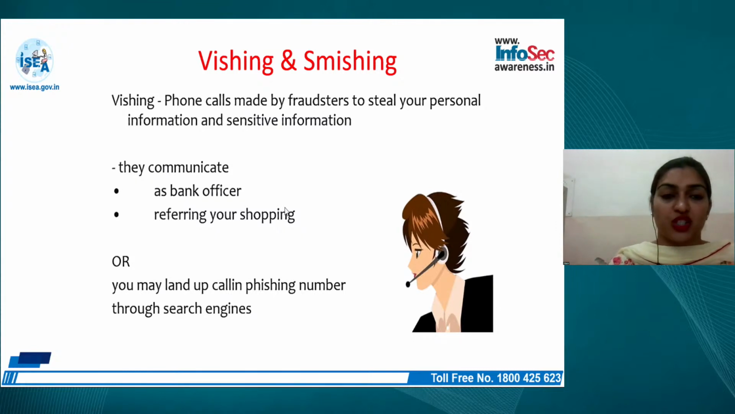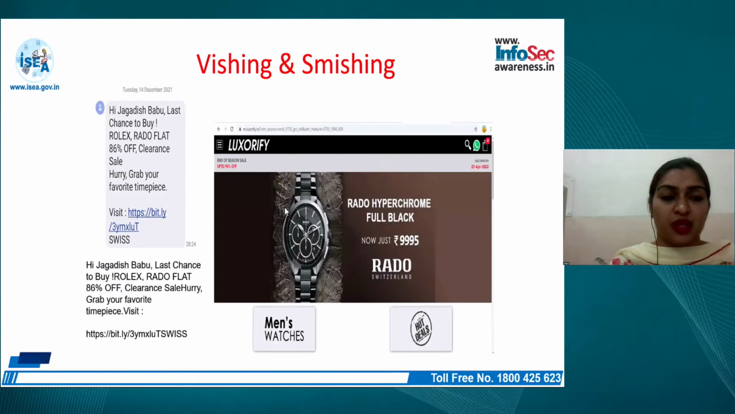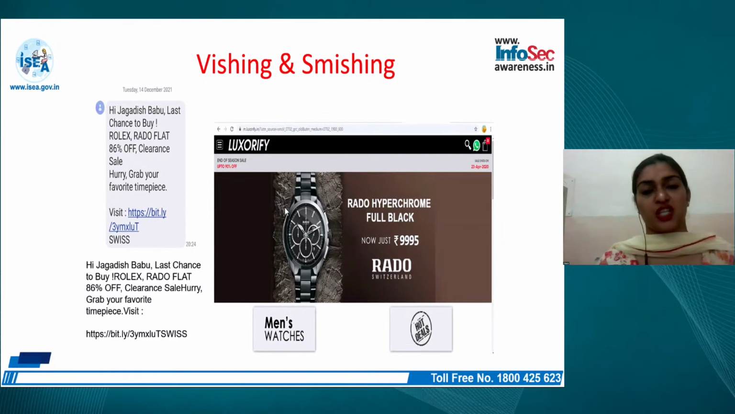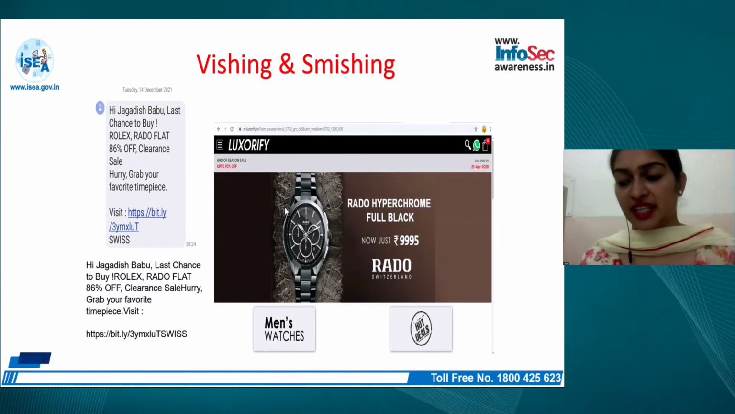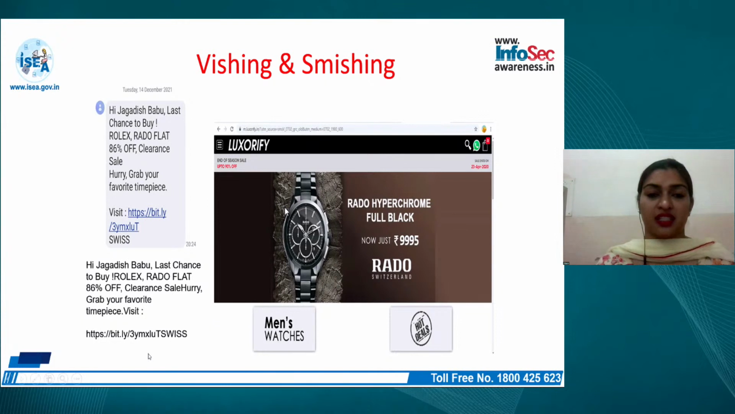Similarly, vishing and smishing. Vishing, we already discussed, is where they communicate with you saying that I am some banker and so on. Here you can see some vishing and smishing attacks which occurred in real time. Here you can see this is a gift which is given to you. Hello, you are receiving a Rolex Rado flat 86% off, and the moment you click this link, you will get onto this particular website, where there is some malware also.